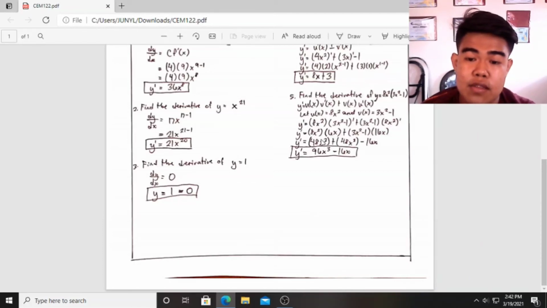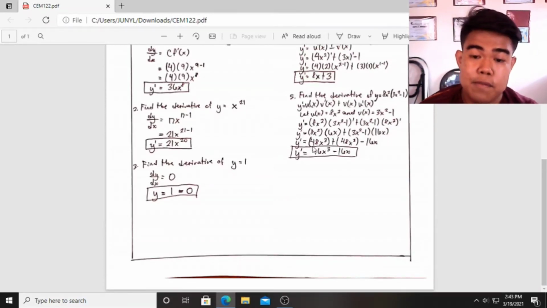Then 8 times 6 is 48x cubed. We add the exponents, which is the squared and the number 1, so it becomes 48x cubed. Then plus 3x squared times 16x is 48x cubed. Then negative 1 times 16x is negative 16x.